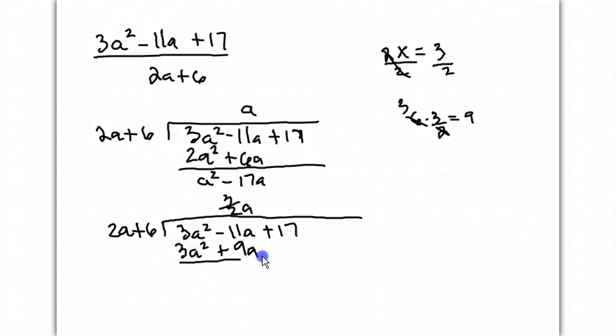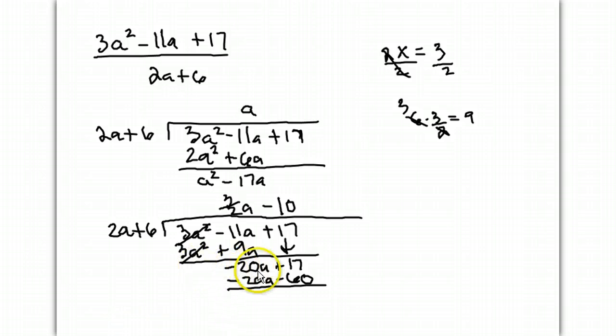So when you subtract, you get 3a squared minus 3a squared, that goes away. Negative 11a minus 9a is a negative 20a. Then you bring down the 17, positive 17. So what times 2a will give you a negative 20a? Well, that's a negative 10. And when you do negative 10 times 2a, it gives you negative 20a minus 60.